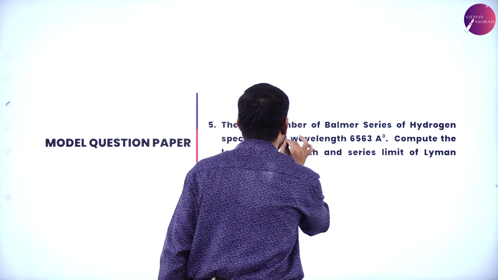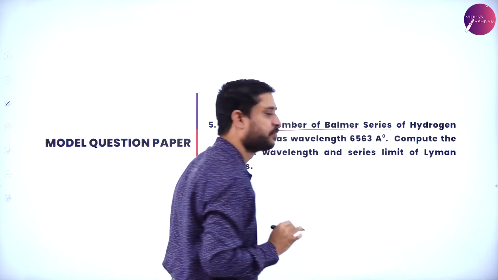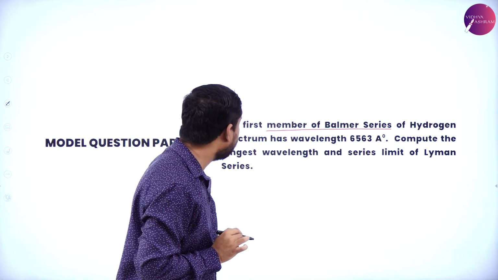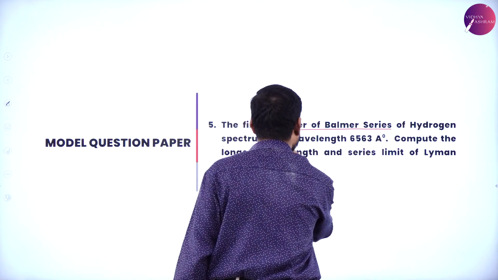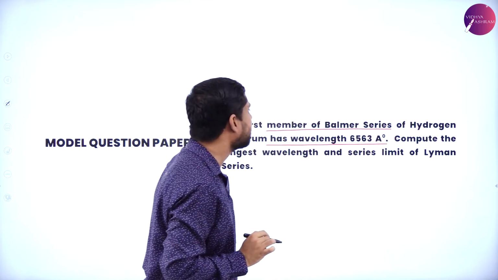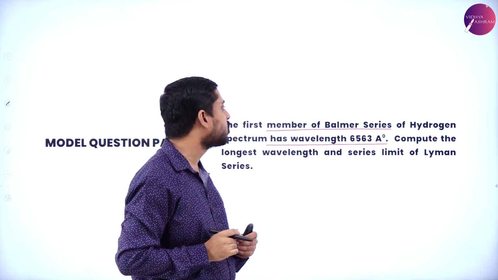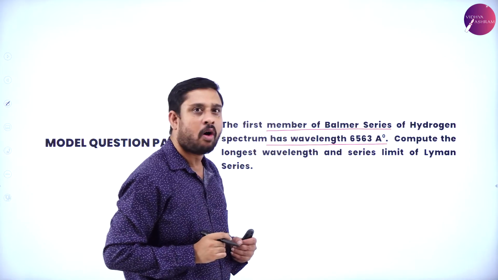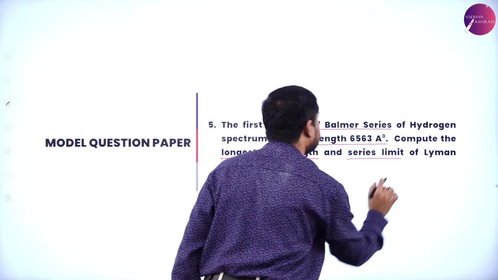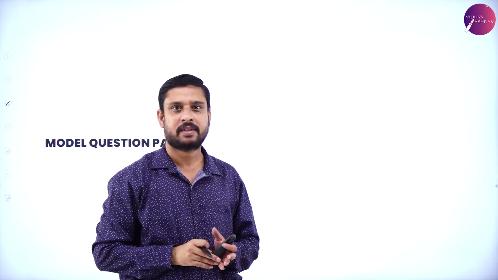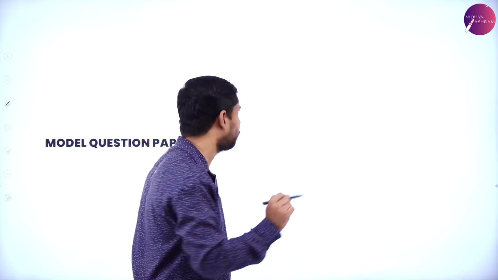First member of Balmer series of hydrogen atom has wavelength 6563 angstrom. Compute the longest wavelength and series limit. I will just give you the concept. I have done this earlier.